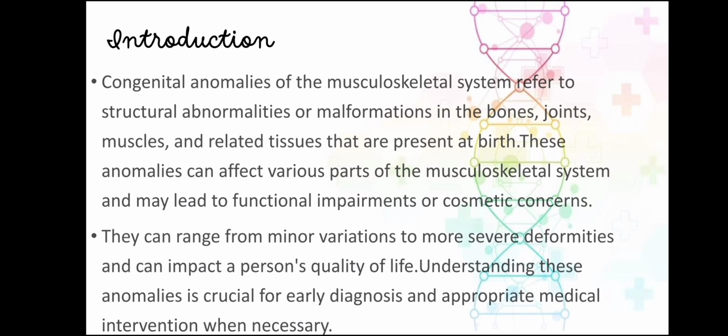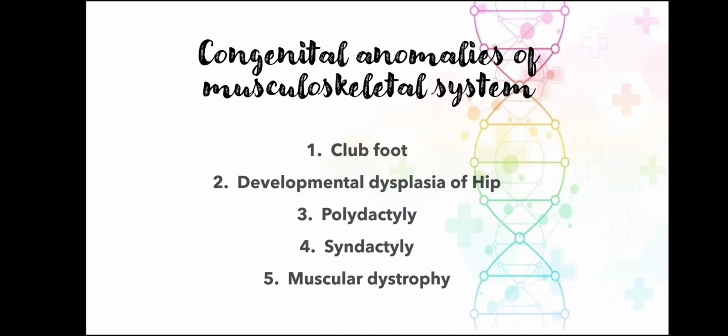They can range from minor variations to more severe deformities and can impact a person's quality of life. Understanding these anomalies is crucial for early diagnosis and appropriate medical intervention when necessary. So, what are the congenital anomalies of the musculoskeletal system that we are going to study? The first one is clubfoot. The second one is developmental dysplasia of the hip. Third is polydactyly, fourth is syndactyly, and fifth is muscular dystrophy.